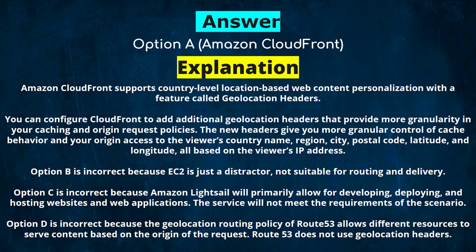Option B is incorrect because EC2 is just a distractor, not suitable for routing and delivery. Option C is incorrect because Amazon Lightsail will primarily allow for developing, deploying, and hosting websites and web applications. The service will not meet the requirements of this scenario. Option D is incorrect because the geolocation routing policy of Route 53 allows different resources to serve content based on the origin of the request. Route 53 does not use geolocation headers.